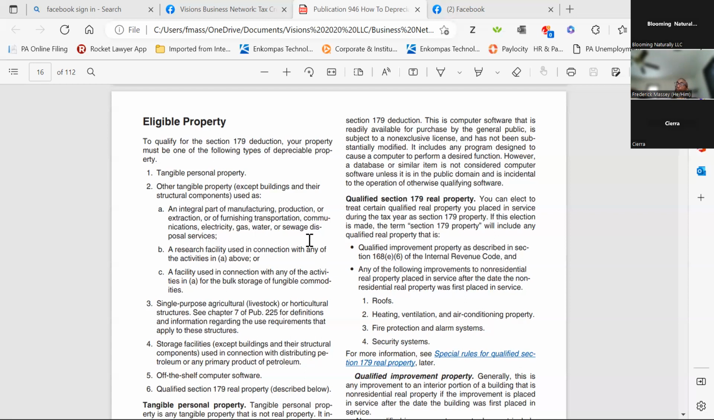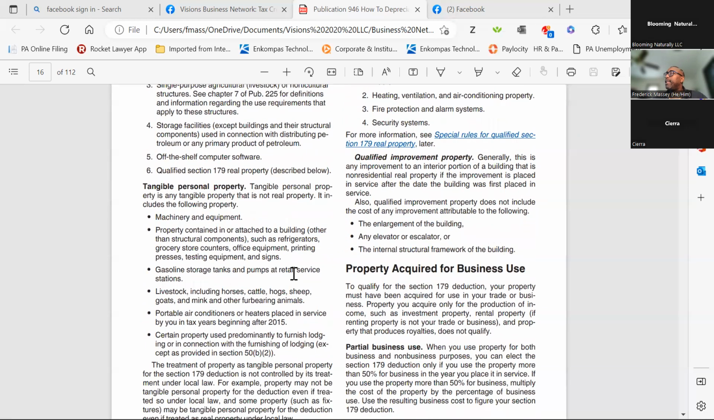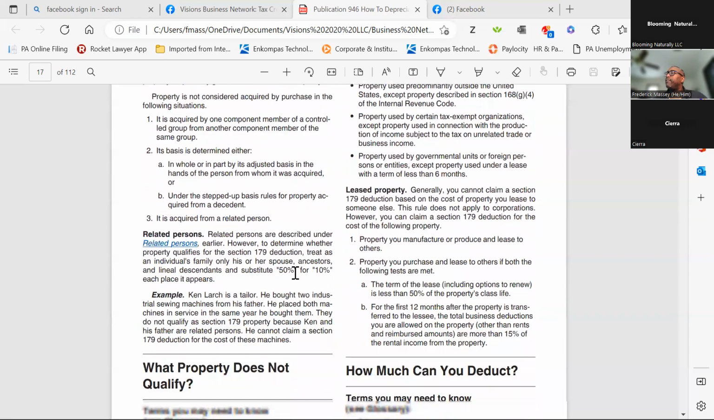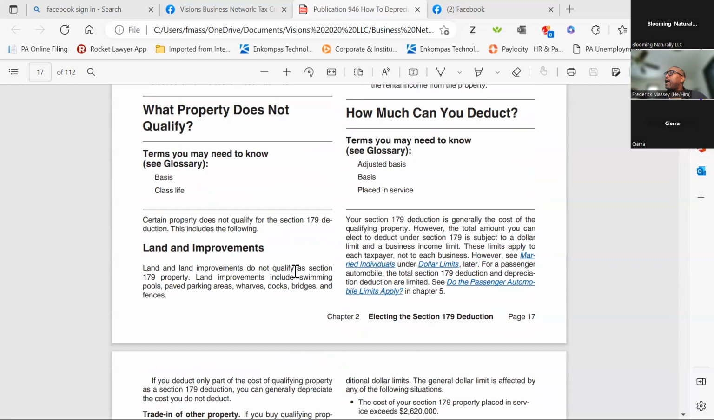But if you don't keep that asset for the useful life, then you have to pay back the amount of the depreciation that you weren't earned or entitled to. So you have to keep that in mind.